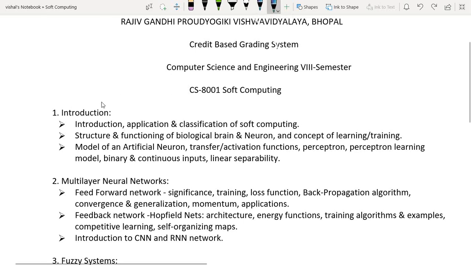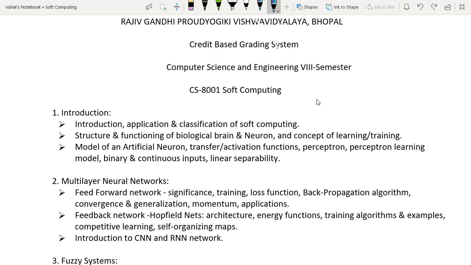Then we will see structure and functioning of biological brain and neuron, and also the concept of learning, how exactly our brain learns from our real-time experiences. So why are we learning it? Because this is how our soft computing part is also working. We'll see also about artificial neuron, and then we'll talk about activation function, perceptron learning model, binary and continuous inputs, and then finally linear separability. This is all the first unit topic.